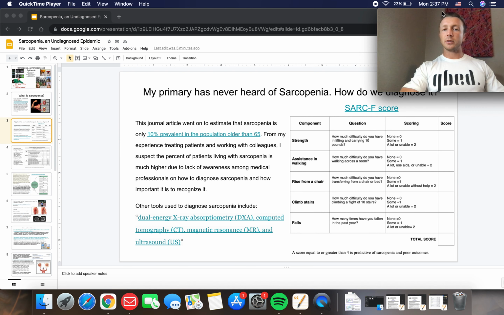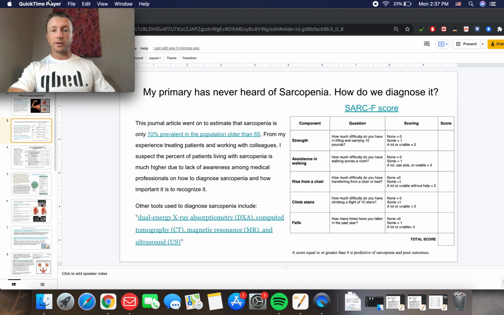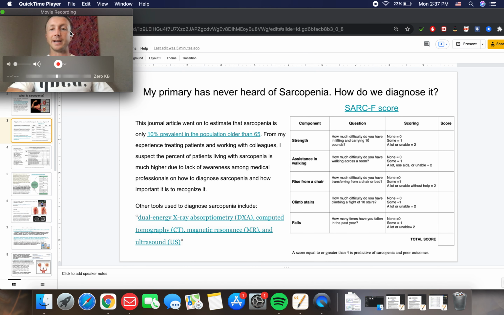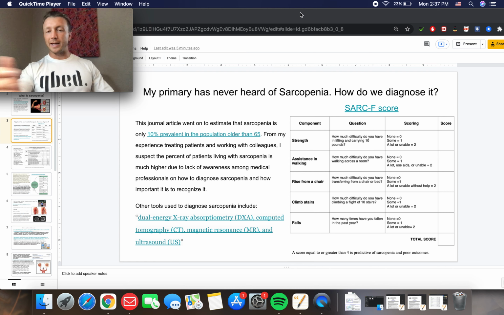Now, as for your medical provider who's maybe never heard of sarcopenia, how would they go about diagnosing this? Well, you can go on MDCalc and find the SARC-F score. It's a simple scoring system: a bit of strength, questioning, assistance with walking, rising from a chair. Is this difficult? Not difficult. Pretty simple to understand. That is a pretty rudimentary analysis.